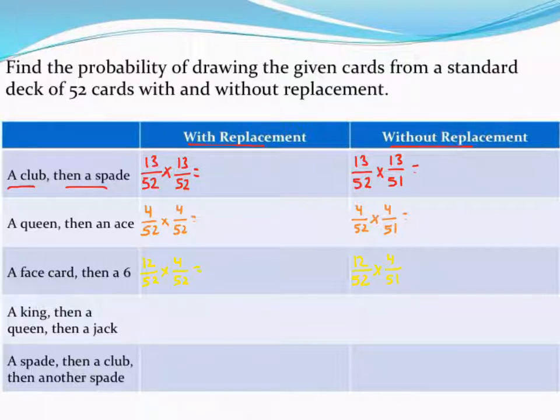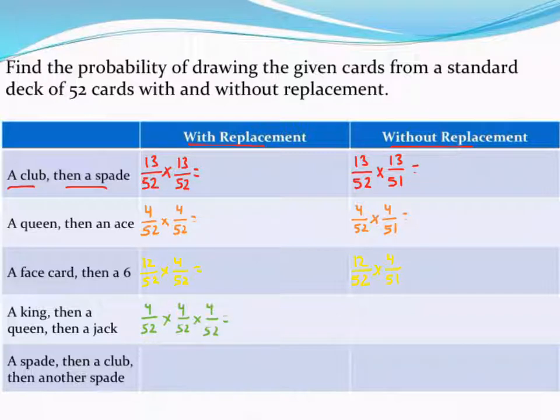All right, let's pull 3 cards out at a time and see what happens. So this time I want to pull a king, a queen, and then a jack. So with replacement, hopefully you've got the hang of it at this point. There's 4 kings out of 52. I put it back in the deck. There's 4 queens out of 52 cards, and there's still 4 jacks out of 52 cards.